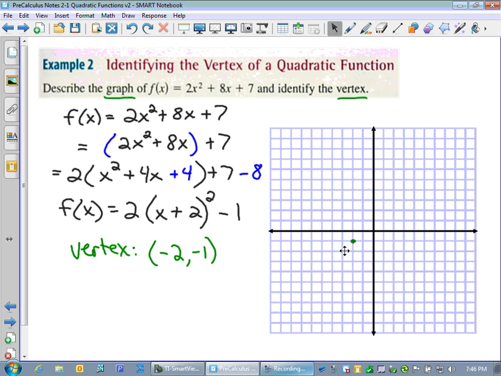Now from there, I get my shape by this number right here. We should remember, hopefully, that the standard shape of the parabola is (1, 1) and (2, 4). Those would be our other reference points, but we're stretching this vertically by a factor of 2. So the 2 on the outside tells us that the y values are going to be doubled and the x values are going to stay the same.